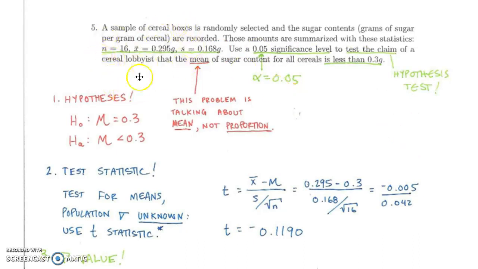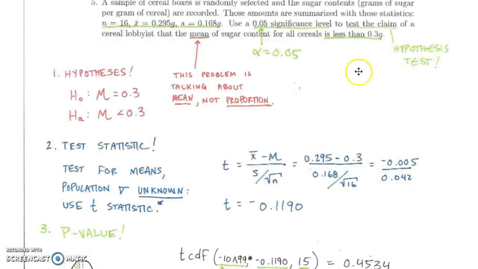Last but not least, we'll do another hypothesis test. This one's talking about means, not proportions, so we're going to set up our hypotheses a little differently. We're going to be using mu in there. It says we're looking for the claim that the mean of sugar content is less than 0.3. So mean is less than 0.3. That's our alternative hypothesis. Our dummy or null hypothesis is mu is equal to 0.3.